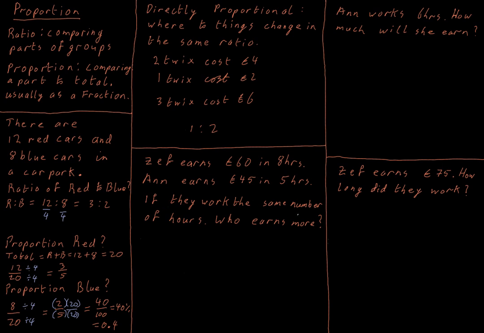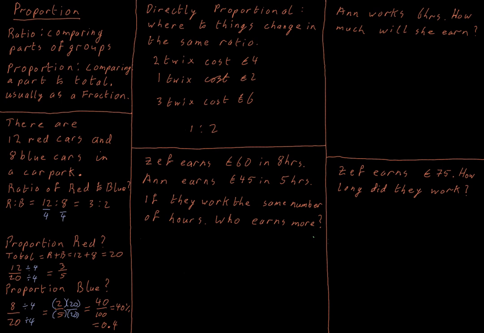If they work the same number of hours, who earns more? Well, if I'm not being careful in my thinking, I might say, well, it's obvious that Zef earns more. They earn €60 and Anne only earns €45. But I'm not comparing like with like when I make that argument, because Zef worked longer. Zef worked for 8 hours to get that €60, and Anne only worked for 5 hours to get that €45.